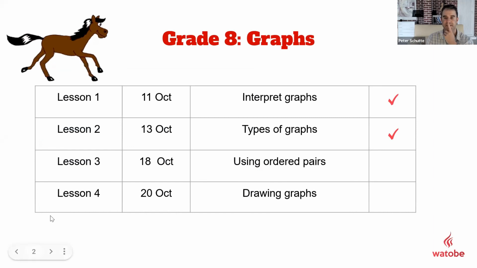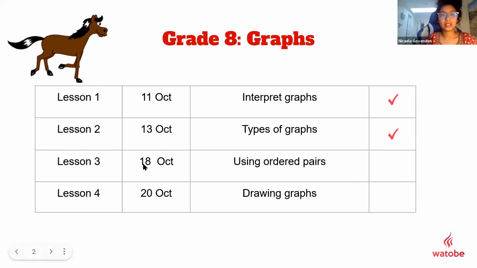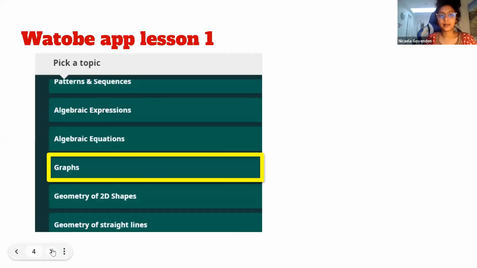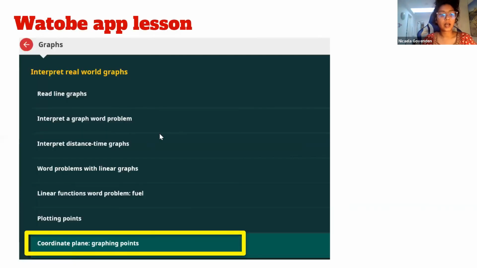Just take note that that's going to be on the 18th. And for your homework, you're going to go under graphs, under pick a topic. And once you click in there, you're going to find interpret real world graphs, and you're going to find coordinate plane graphing points. So that is your homework for today. I'm just going to leave it on for a little bit so that you can take a picture or write it down.